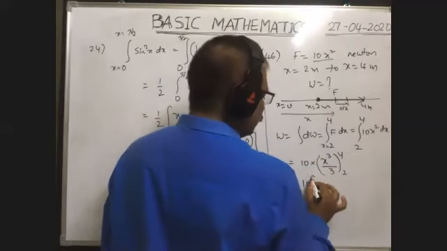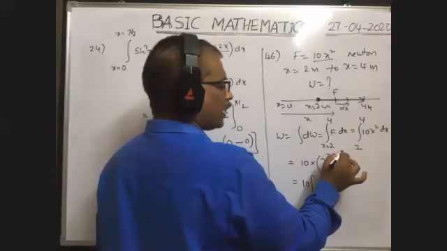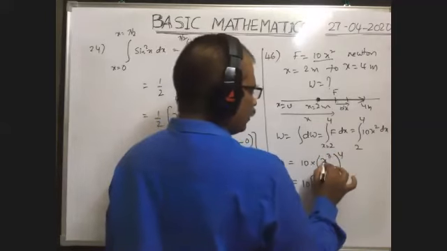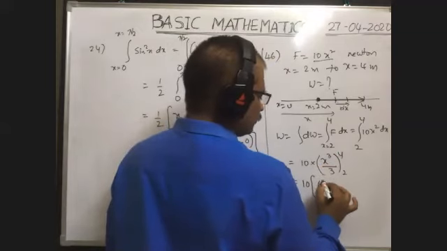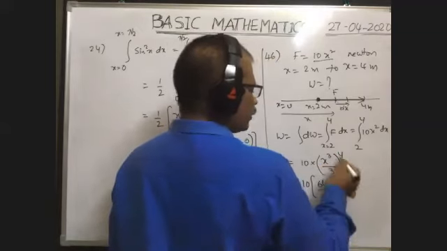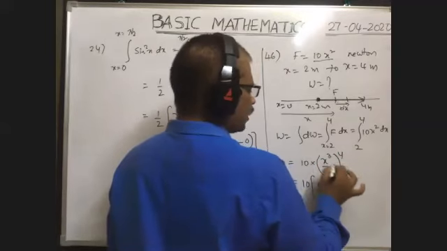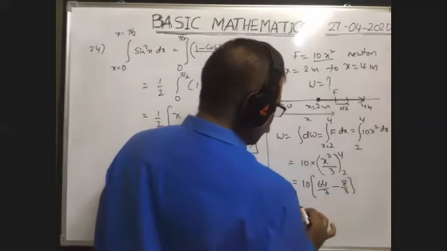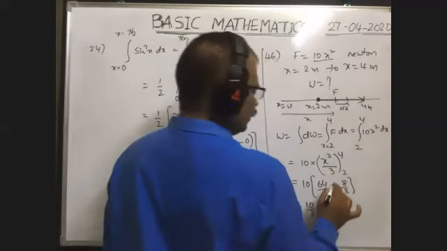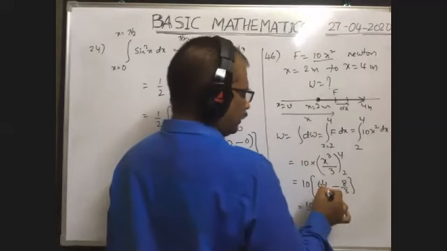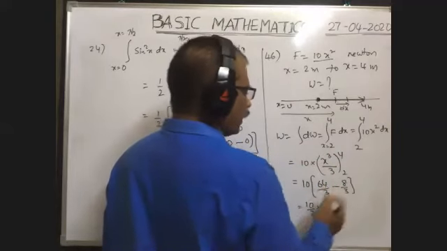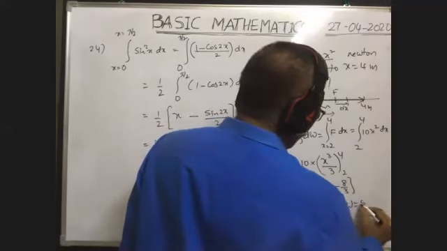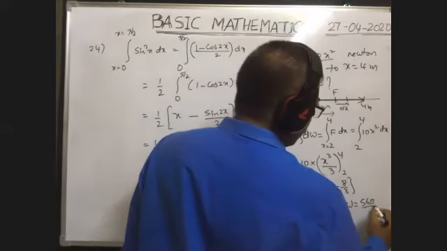So 10 into x cube by 3. First you have to substitute the upper limit. Instead of x, substitute 4 cube. 4 cube means 4 into 4 into 4, that means 64, by 3. Before substituting the lower limit, you put a minus sign. Instead of x, you substitute 2. 2 cube means 8, by 3. So this is equal to 10 by 3, taking 3 as common, into 64 minus 8, which means 56. Therefore, work done W is equal to 56 into 10, that is 560 by 3.